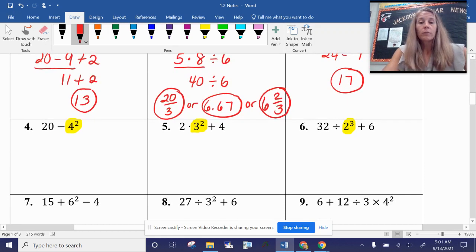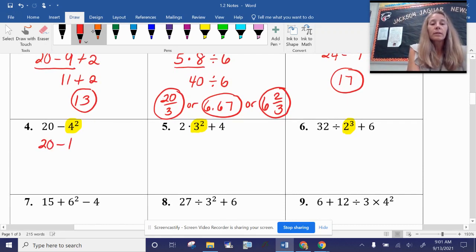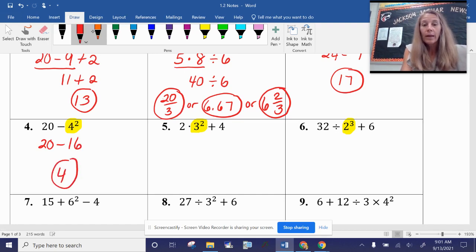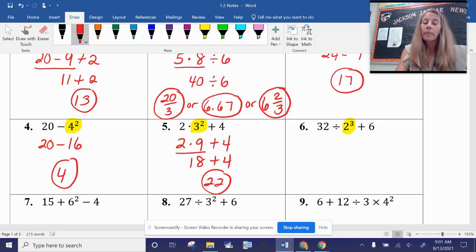All right, moving along. Number 4, 4 squared is my exponent there, which is 16, and 20 minus 16 is 4. In number 5, my exponent is 3 squared, which equals 9. Now I'm going to do my multiplication step. 2 times 9 is 18. 18 plus 4, to finish it up with my addition, is 22.